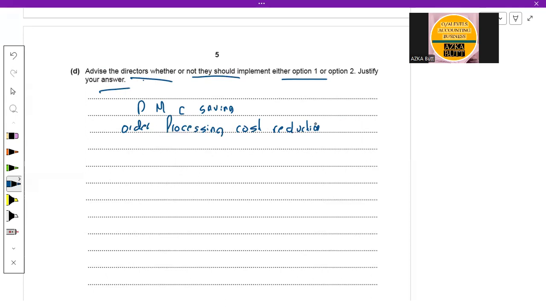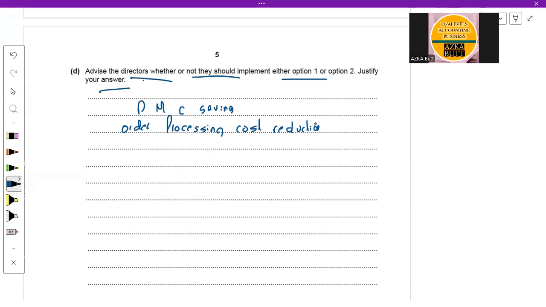So in recommendation, I would say that based on our analysis, the director should implement option 1 and reject option 2. So why do we select option 1? Option 1 offers a clear reduction in cost and selling price, making product A more competitive while maintaining the production quality and efficiency. So the risks related to inventory management and supplier coordination are manageable.